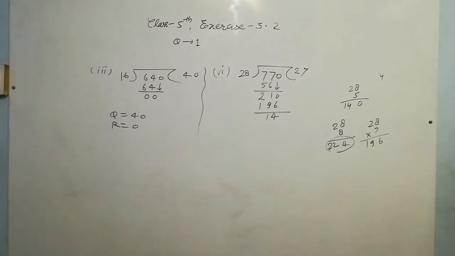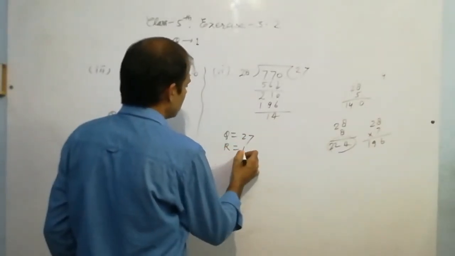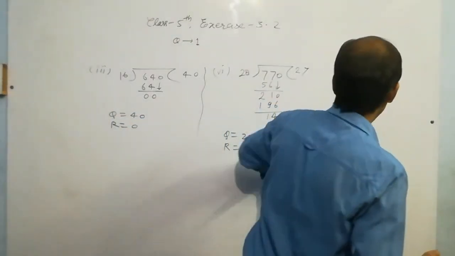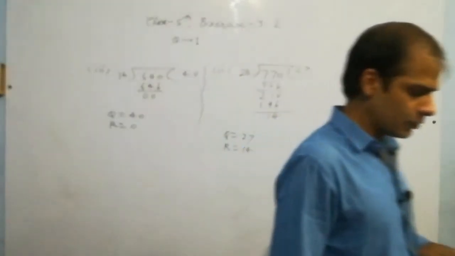Now you can see that the quotient is 27. It is exercise 3.2, and we should check the answer also. 3.2, this is sixth part of first question. So 27 and 14. You can write quotient is 27 and remainder is 14. If you have much practice on the tables or multiplication, these questions will become easier for you.